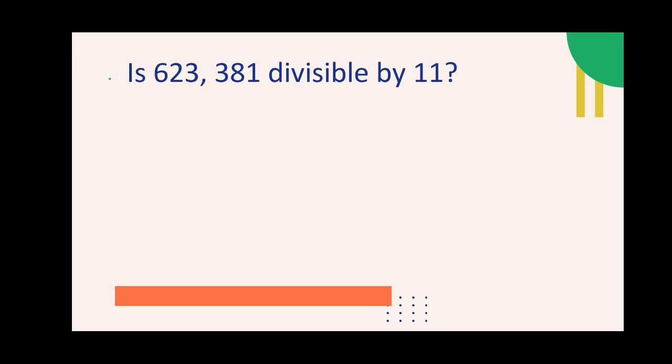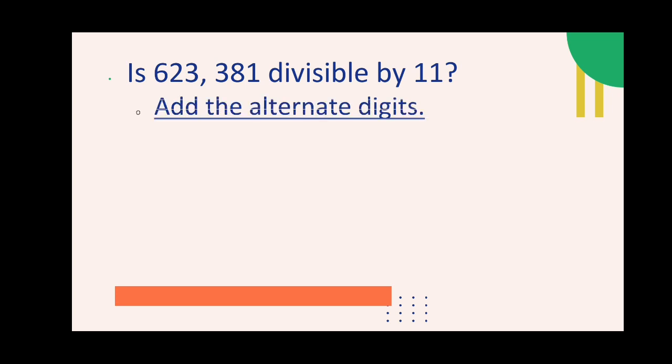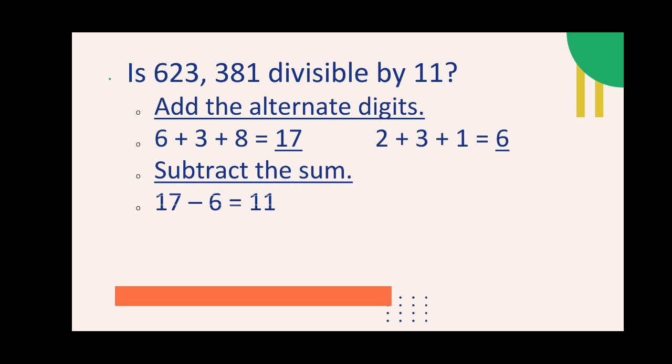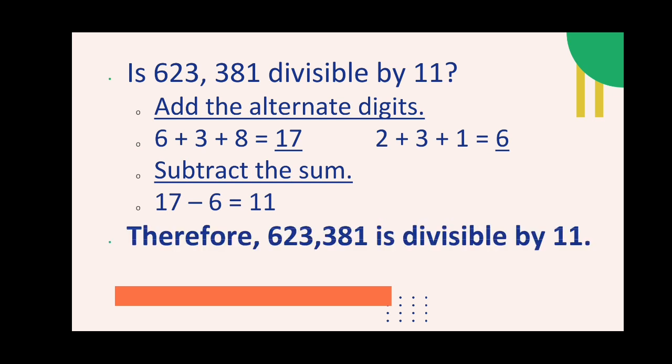Next, is 623,381 divisible by 11? Let's add all the alternate digits. So we have 6 plus 3 plus 8 equals 17. As you can see, alternate yung ating mga ina-add. And then next one, 2 plus 3 plus 1 equals 6. Ngayon naman, isubtract natin. 17 minus 6 equals 11. Dahil 11 ang ating difference, therefore, it is divisible by 11.